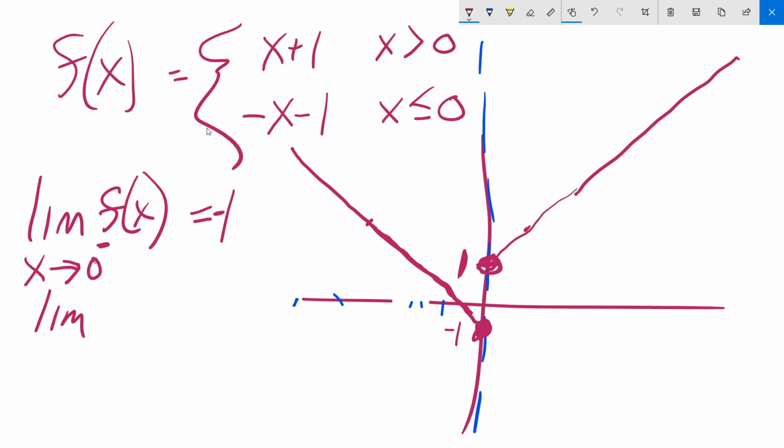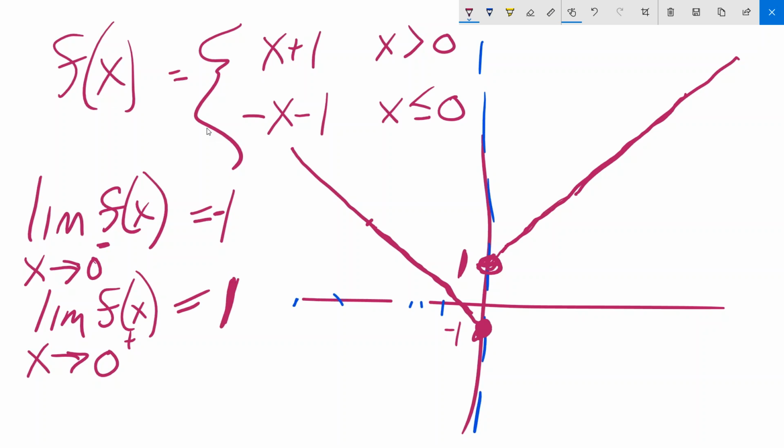The second question is from the right. Hop on board the function from the right. It is headed towards something. What number is it headed to? 1.